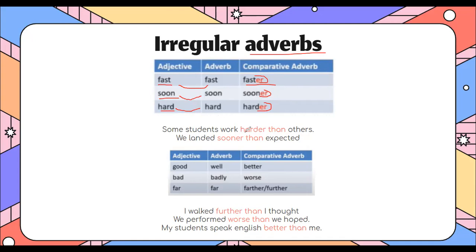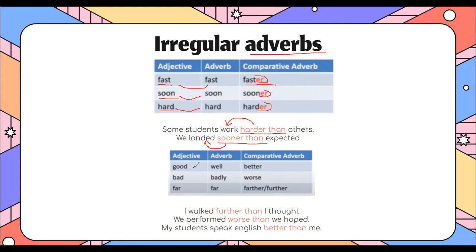So for example, here we have, my students work harder than others. They work. We are comparing how they work. And we landed sooner than expected. Aterrizamos antes de lo esperado.